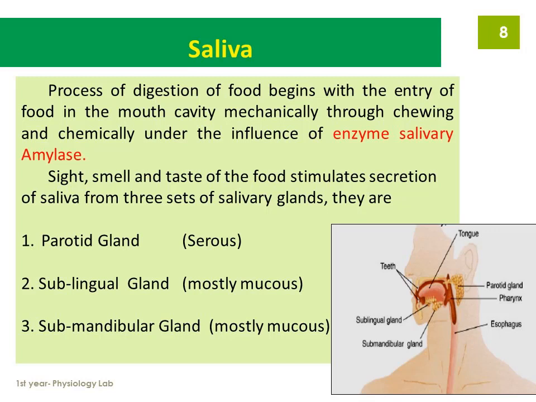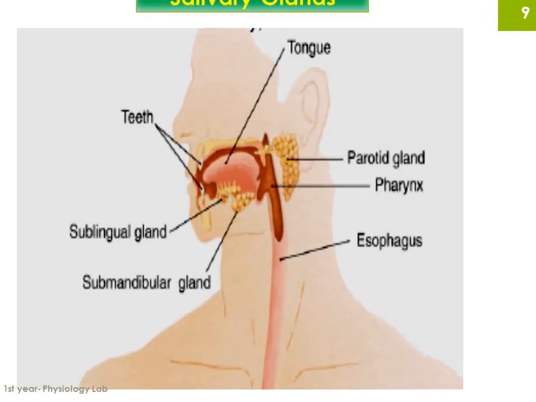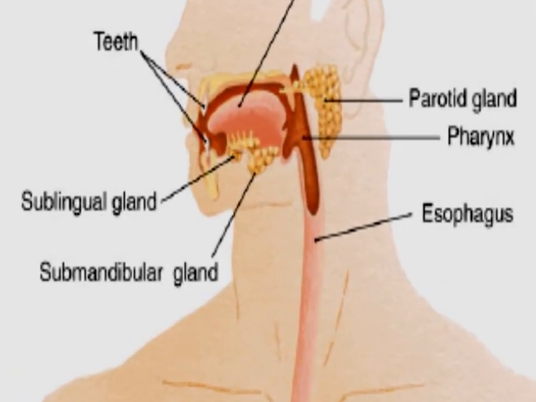They are: 1. Parotid gland, that secretes mainly watery or serous secretion. 2. Sublingual gland, that secretes mainly lubricant or mucus secretion. And 3. Submandibular gland. This slide shows the location of these salivary glands. Parotid gland is situated just in front of the ear, sublingual glands are situated below the tongue, and submandibular glands are situated below the mandible bone.